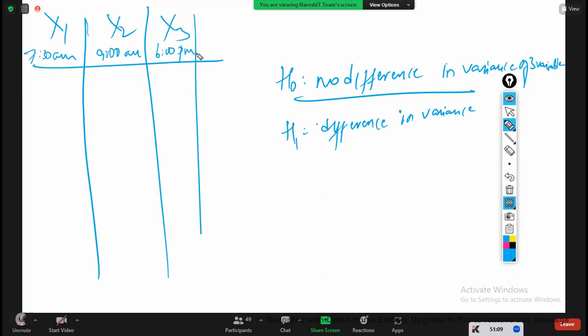Now, let us take an example. Here, this one, contract renewal. There is a data set called contract renewal, right? Can you tell me what is the null and alternate hypothesis for this data?